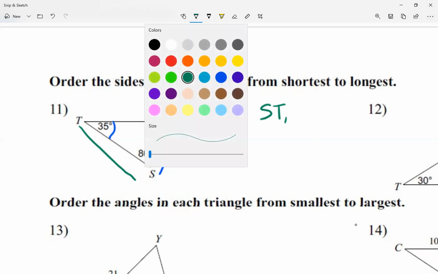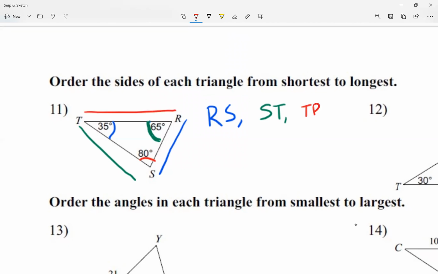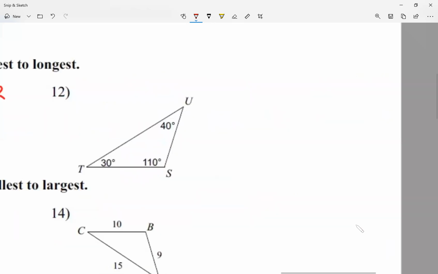And the largest side, I see the largest angle is 80. So the largest side will be this one. I'm going to call this TR, or you guys can call it RT. The order of the letters does not matter. For sides, I'm always using two letters. Capital letters. Notice they're all capital. All right, cool. Let's take a look at question number 12.